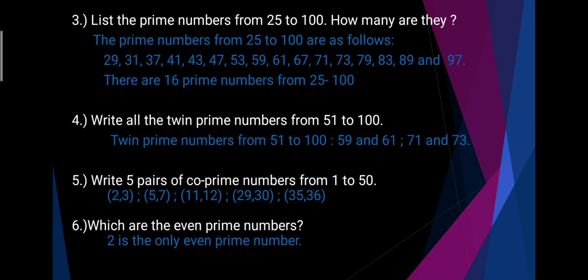Question number 5 has been modified. If you see in the textbook, they ask for twin prime numbers. However, we need co-prime numbers, so change accordingly. The question should be, write 5 pairs of co-prime numbers from 1 to 50. Answer: 2 and 3, 5 and 7, 11 and 12, 29 and 30, 35 and 36. You can find more in that. These are only a few examples.